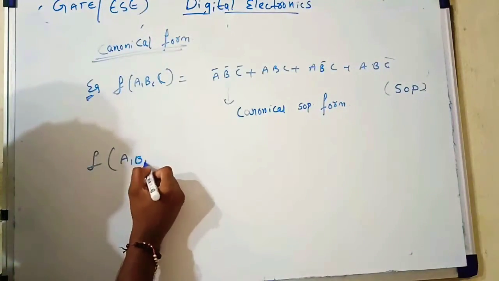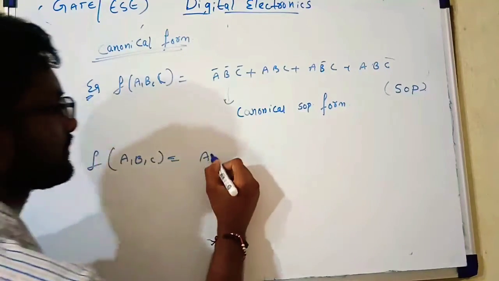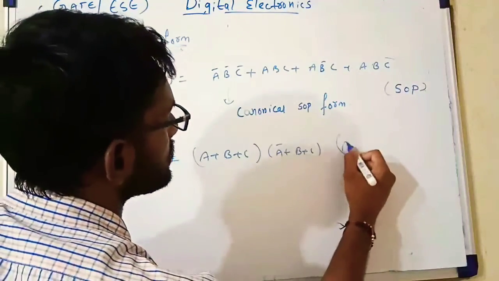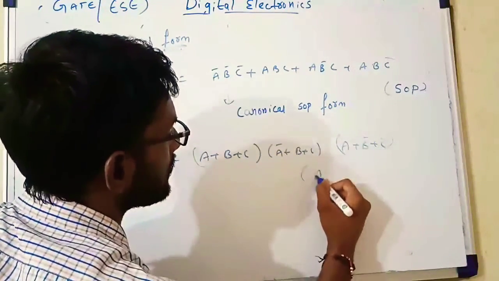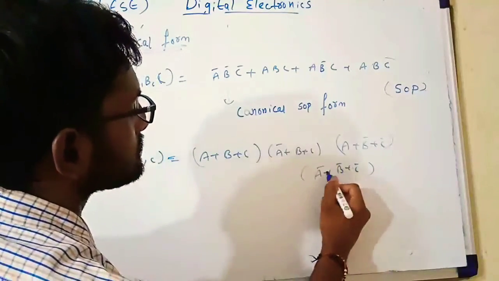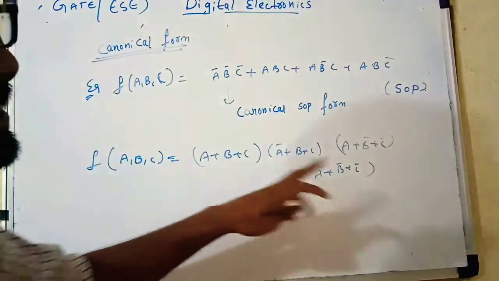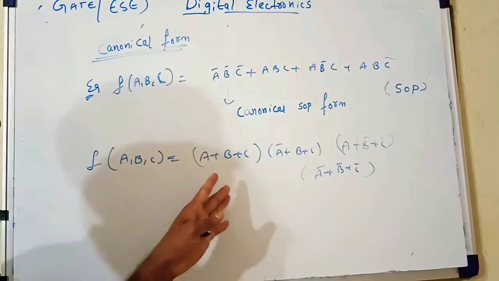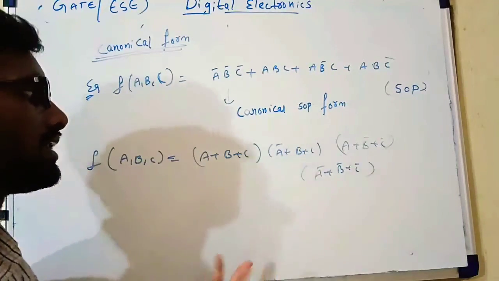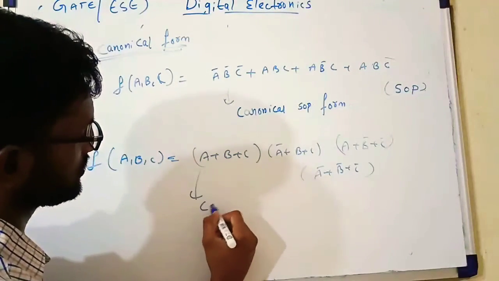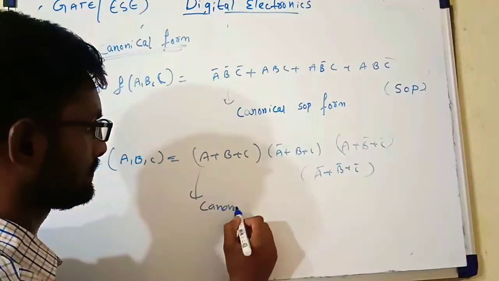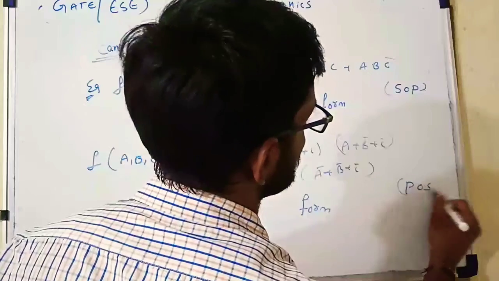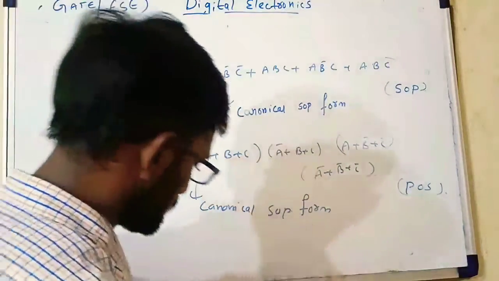Similarly, F of A, B, C equals (A plus B plus C) into (A bar plus B plus C) into (A plus B bar plus C bar) into (A bar plus C bar). Here these 4 are the max terms. In each max term, that is in these sum terms, no literal is missing. That means this is said to be a canonical form. Also, this is a product of sums, so this is called canonical POS form.